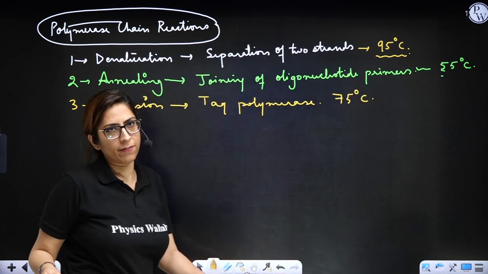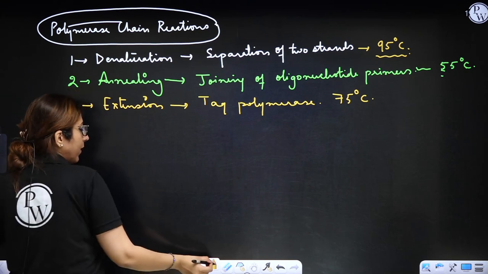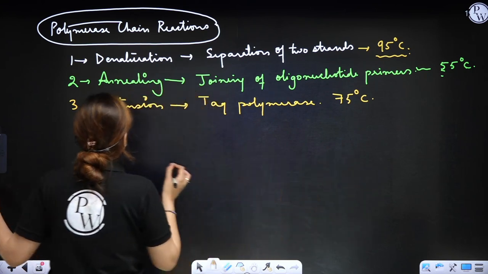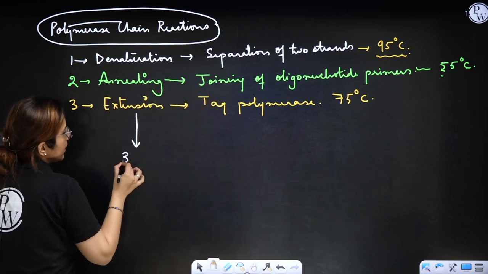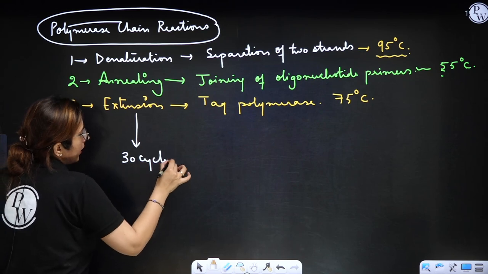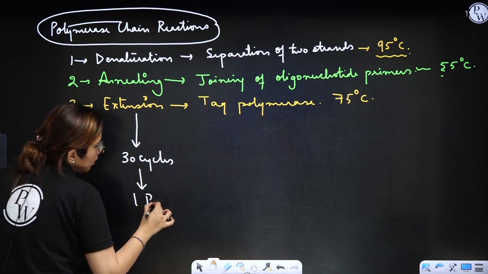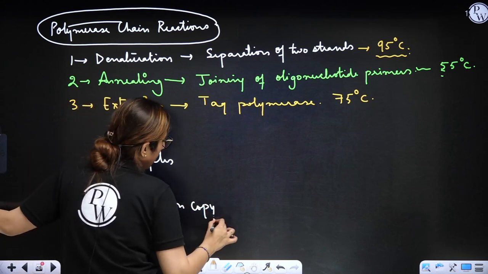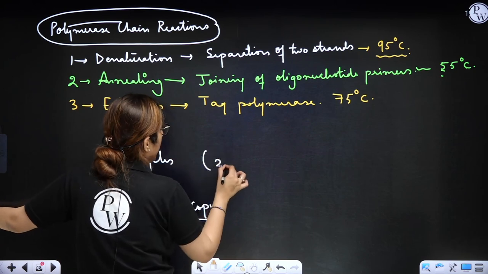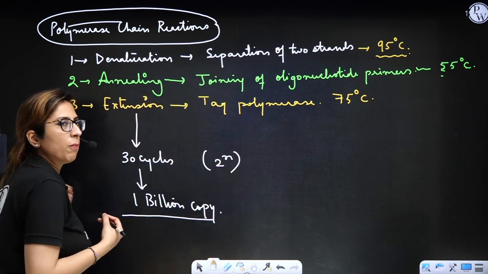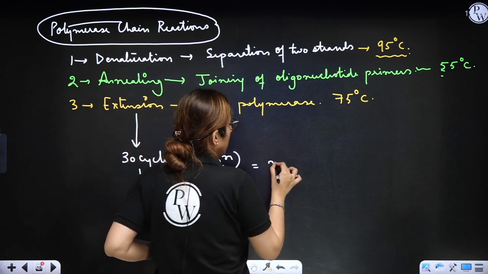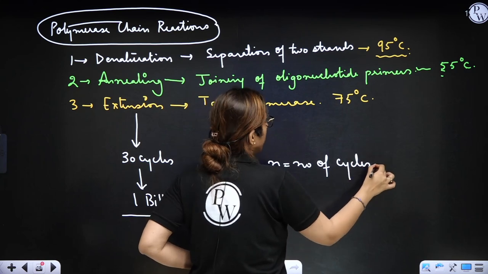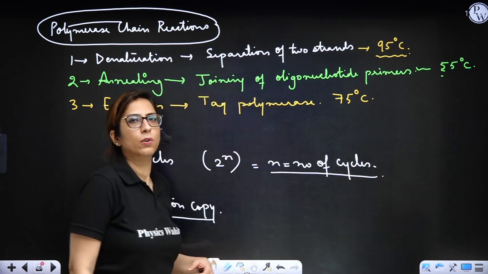Guys, overall, on an average, if we go for, let's say, 30 cycles of these three steps, it creates 1 billion copies of a DNA fragment. Just imagine. And it is calculated by the 2 raised to the power n formula, and n here means the number of cycles. This was also asked in one of the questions, so I thought to share with you.